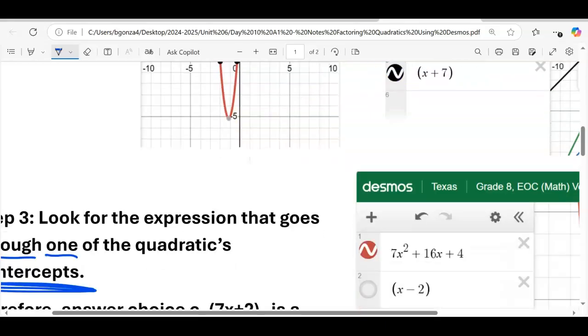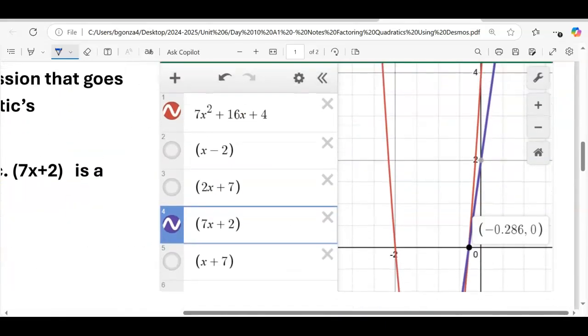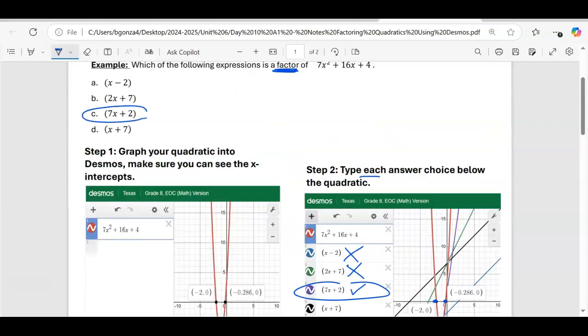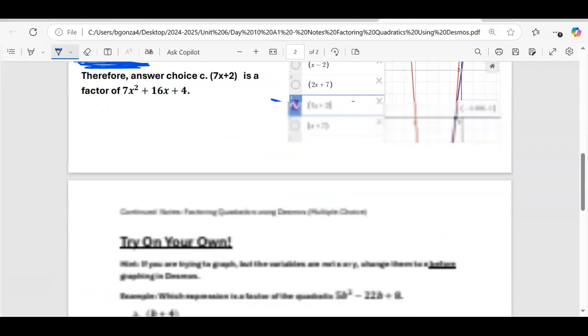Okay, and you can see it zoomed in here. That third answer choice, which is letter C, intersects that graph at the same x-intercept. Cool? So on this front page, go ahead and circle C, but it was C because we graphed the original, we graphed the answer choices, and the only one that intercepts the same x-intercept at the x-axis was letter C.